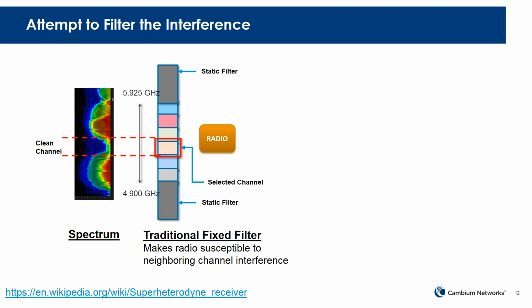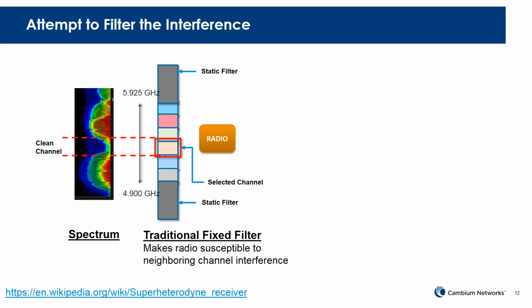The third thing we can do is we can attempt to filter out the interference. And so traditionally in radio design, you would typically find a fixed filter at the top and the bottom of the band that the radio is designed to work in. And these filters are designed to block out any out-of-band interference. So anything below the band or above the band that might be bleeding into your radio, they're designed to block that out. But what do you do if the interference is in band on an adjacent channel?